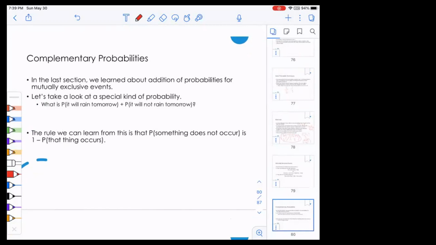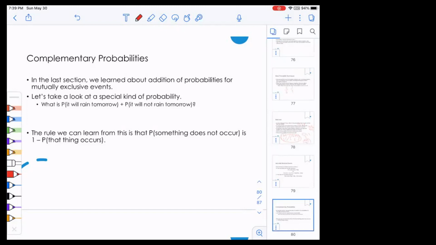All right, so now we're going to learn about complementary probabilities. In the last section, we learned about addition of probabilities for mutually exclusive events. Now we're going to look at a special kind of probability. What is the probability that it will rain tomorrow plus the probability that it will not rain tomorrow? This is a special case because you know that either way, it's going to either rain or not rain. There's no in between or any other case. They're exclusive events. They can't both happen at the same time.